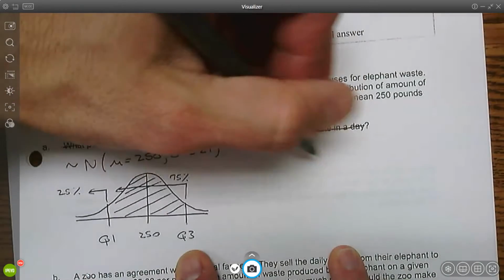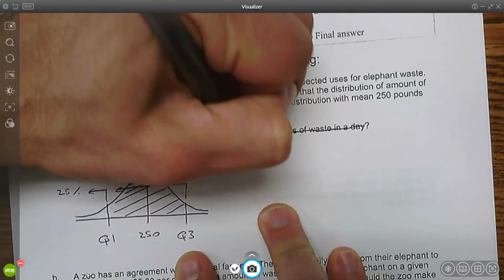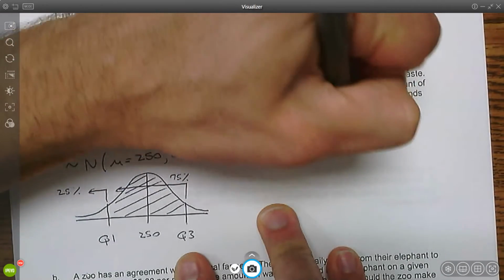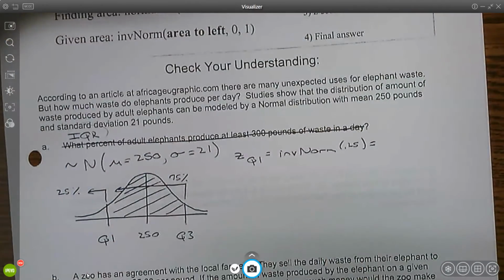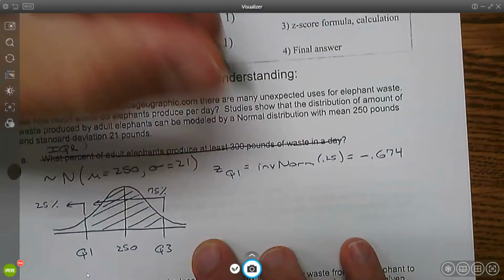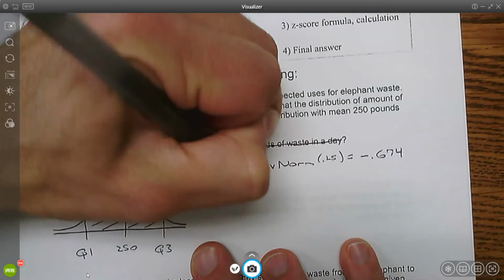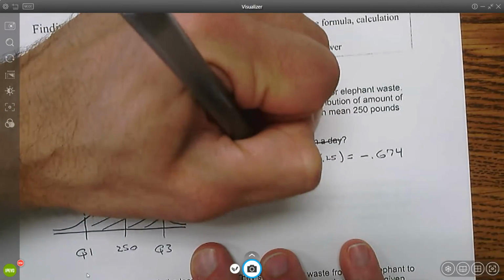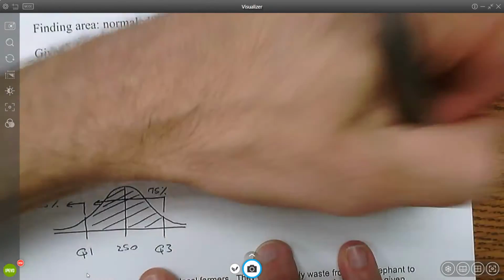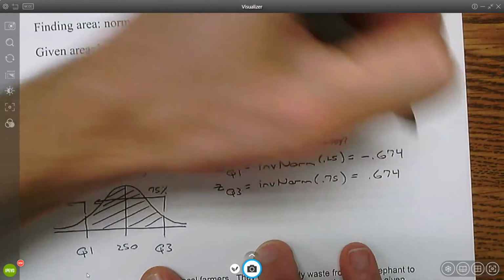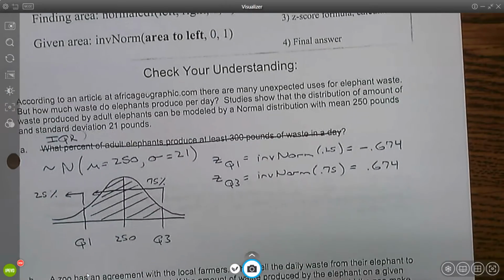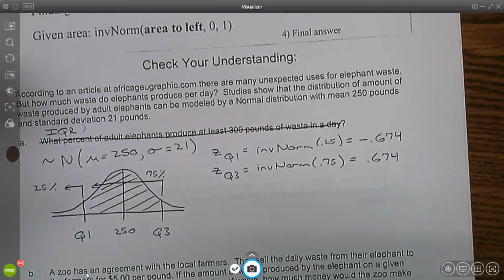So this is going to be inverse norm. So the z-score for quartile 1 is going to come up from doing inverse norm of 0.25 because the first quartile is the 25th percentile. That's going to be negative 0.674. Same idea for quartile 3. It's going to be inverse norm, but 75% of the data falls below Q3. Since they're the same distance away from the mean in terms of standard deviations, one z-score is negative, one is positive. Now I can go to the work.